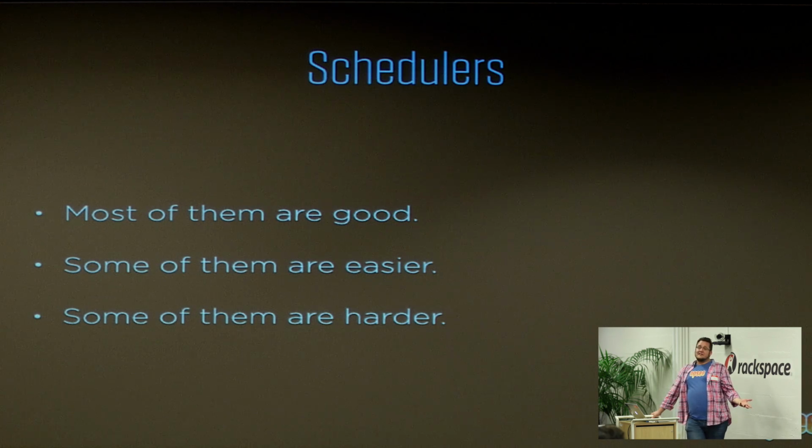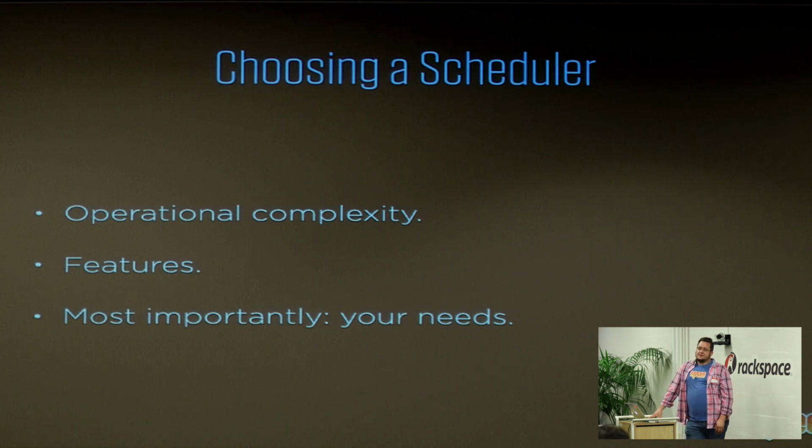Most of them are really good. A lot of the ones that are out there are really good. Some of them are easier to use, and some of them are harder to use. And I think that's really the biggest distinction between any of them, their ease of use and their operational complexity. Kubernetes has a ton of stuff built into it. It's very modular. There are tons of plugins. You can do all kinds of stuff with it. Its operational complexity is loads beyond any of the SaaS offerings.